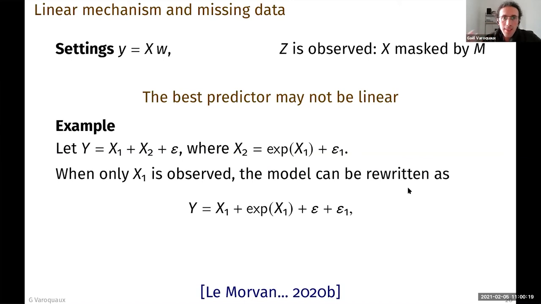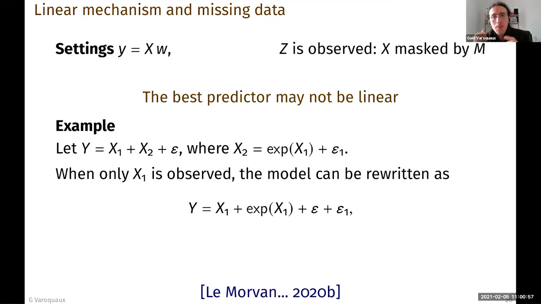And so the setting is we have a linear generating mechanism. Y is a linear function of X, the fully observed data, the complete data. However, we're observing Z, which is only partially observed. It's X masked by M. Sorry, I have a change of notation compared to the prior part because I copy-pasted things too fast yesterday evening. And the first thing that we see is that the best predictor, the optimal predictor, may not be linear.